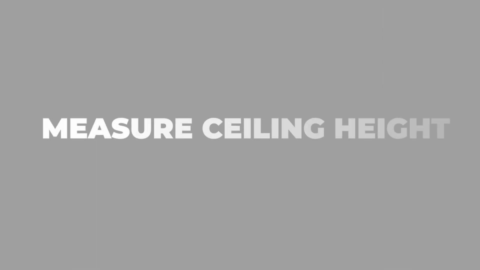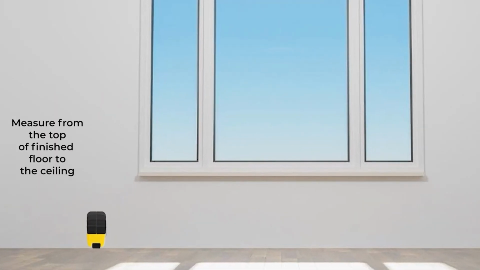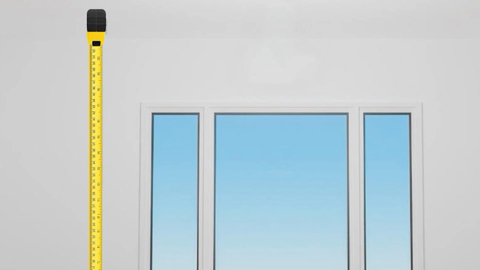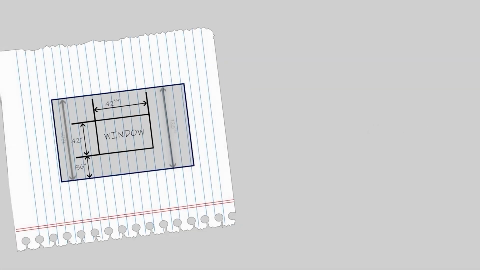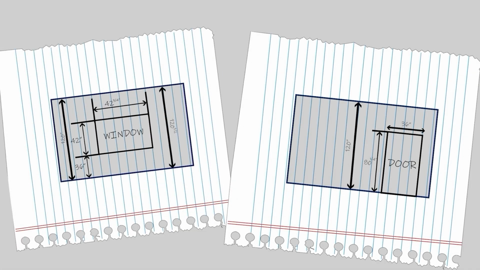Measure ceiling height. Measure from the top of the finished floor to the ceiling. Since floors can be uneven, take measurements from multiple locations in the kitchen. Write each measurement on your corresponding wall plans.